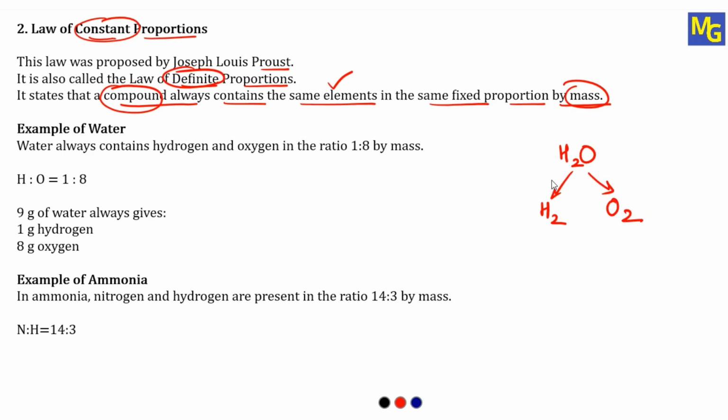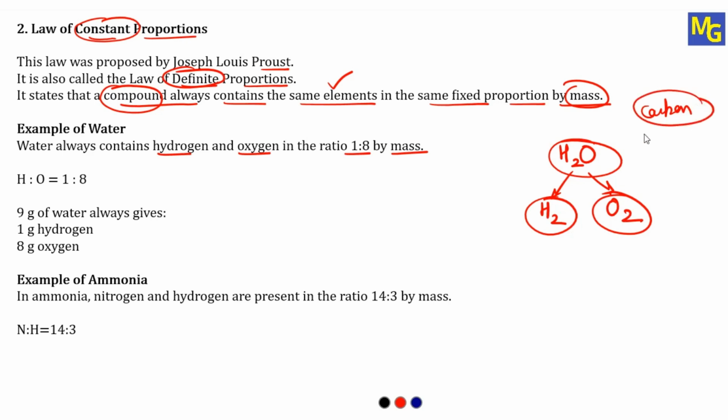Here only we'll take the example. See here, water. Water always contains hydrogen and oxygen in the ratio 1:8 by mass. If you want to prepare water, H2O, you should have two fixed elements: hydrogen and the second one is oxygen. In place of any of these, you cannot use carbon. If you use carbon, you will not get water. If you want to prepare water as a compound, then your elements are fixed. One should be hydrogen and the other should be oxygen.